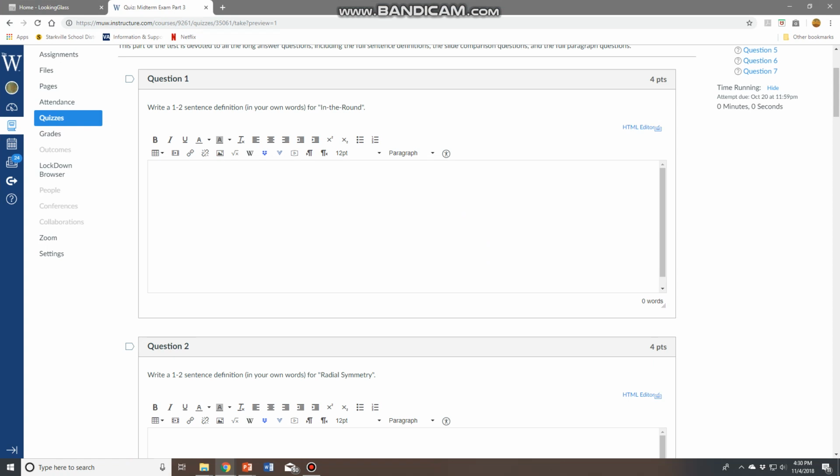So for me, in the definition of in the round, the first thing that you have to do is clarify the difference between in the round and freestanding. Those two things are not defined as the same. Freestanding would be defined as any work of sculpture that was intended to stand on its own.